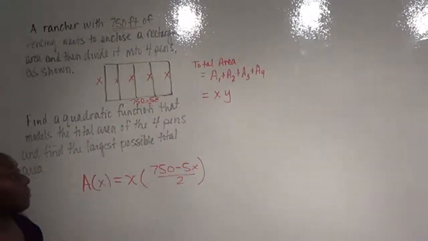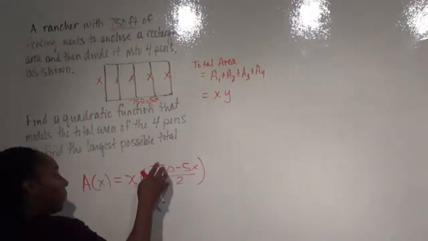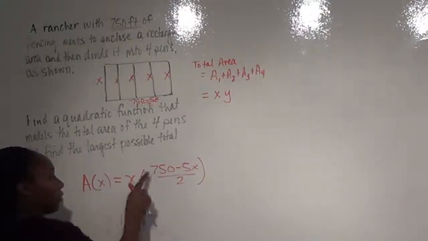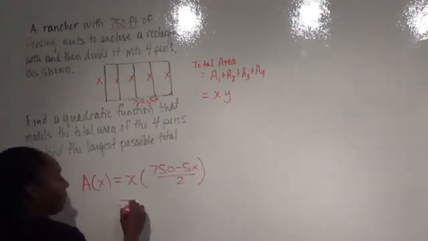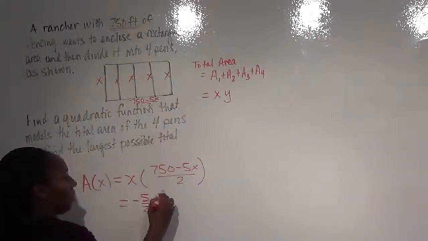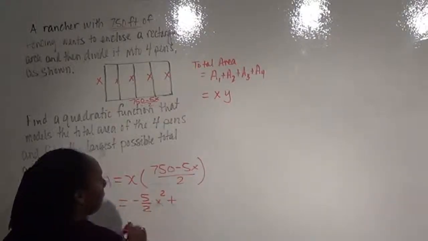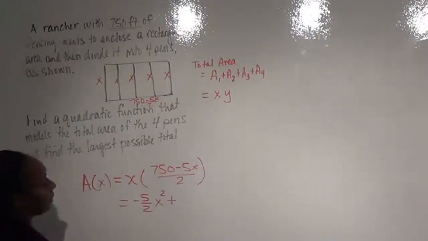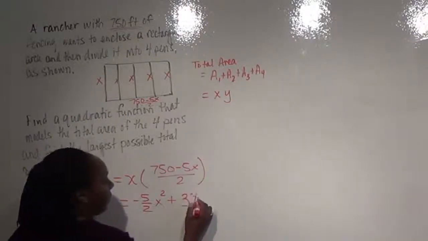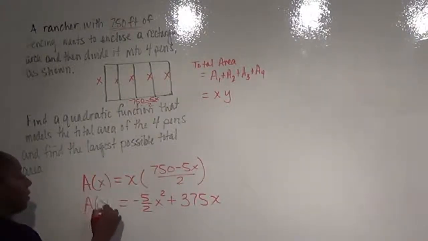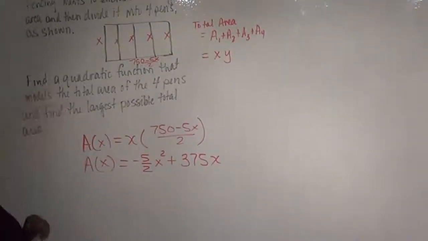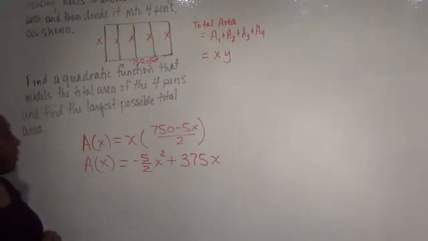Okay. Now, left like that, it doesn't much look like a quadratic function. So here, I just want to rewrite this. I'm just going to separate this into two fractions, so 750 over 2 and 5 over 2, and then distribute that x through. So we're going to get a negative 5 halves x squared plus, and dividing out the 750, looks like 375 times an x. Okay, so there is my quadratic function. There's the first part of that. There's my function that models that total area.